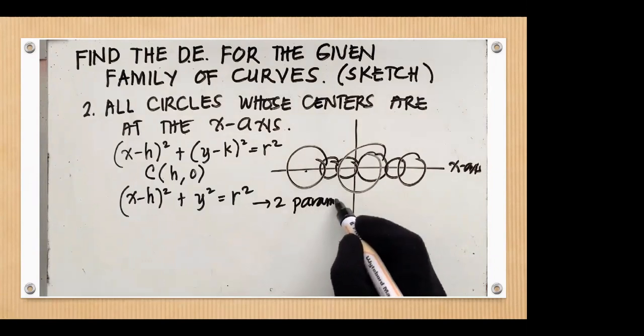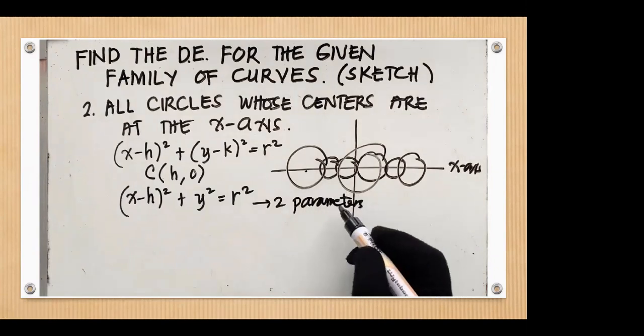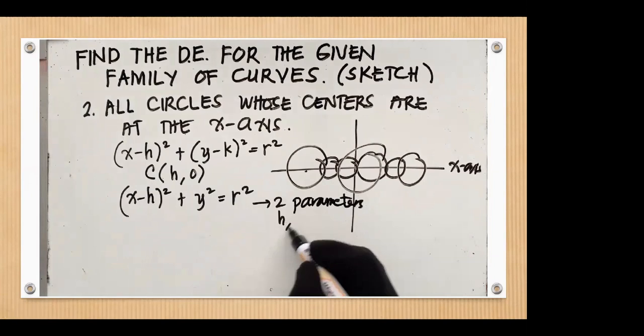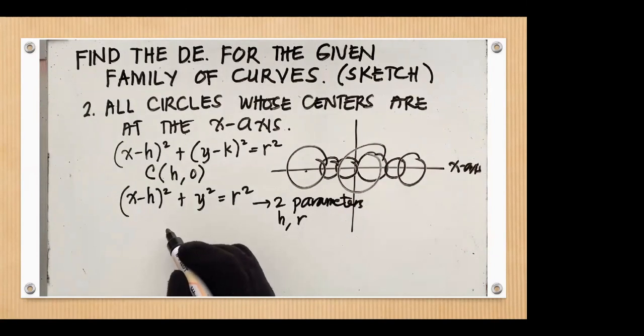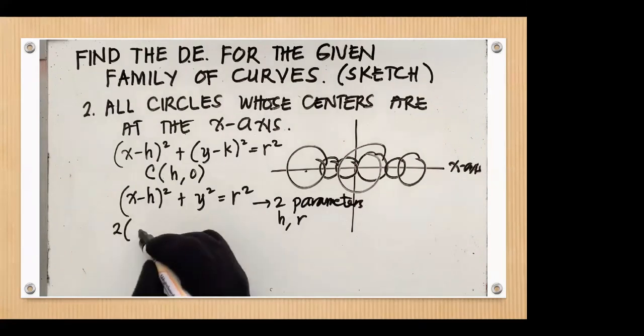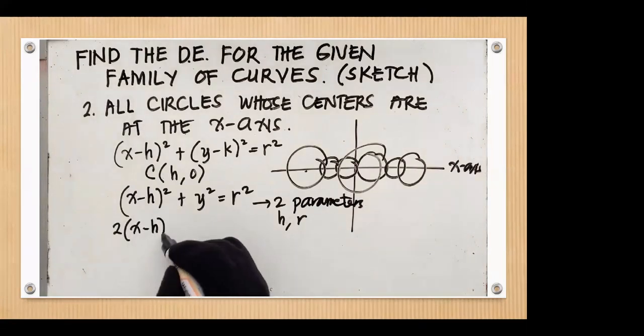Nasundan nyo ba, guys? Clear naman, no? Opo, sir. H and r. So, yun yung parameters natin. Ibig sabihin, sa dalawang parameters ko, dalawang beses ako mag-differentiate para makuha ko yung kanyang differential equation.